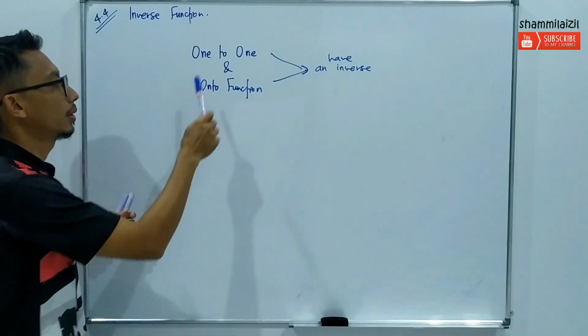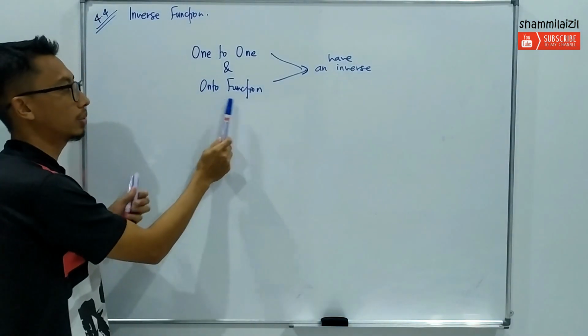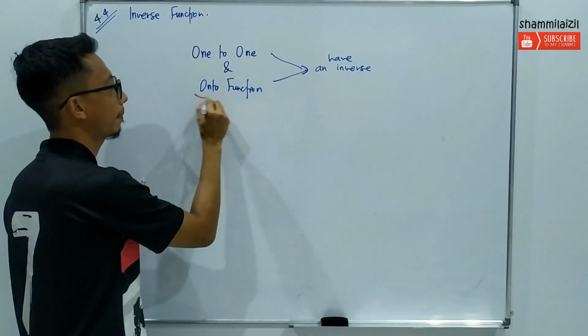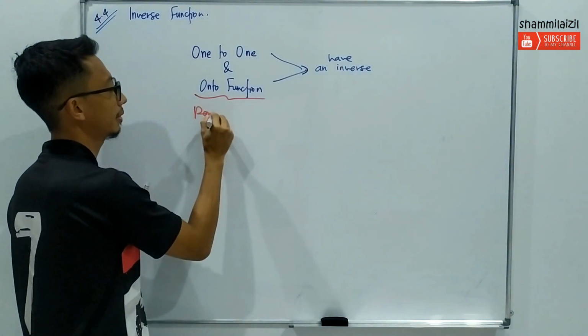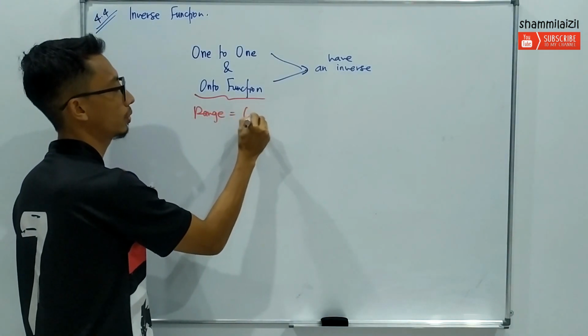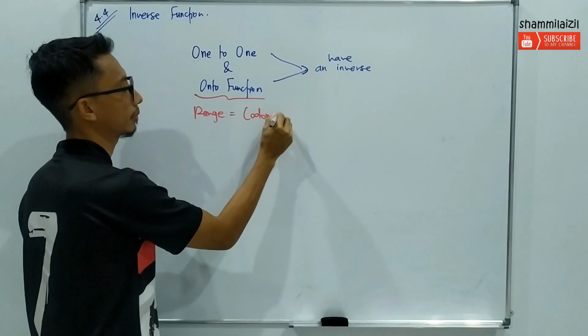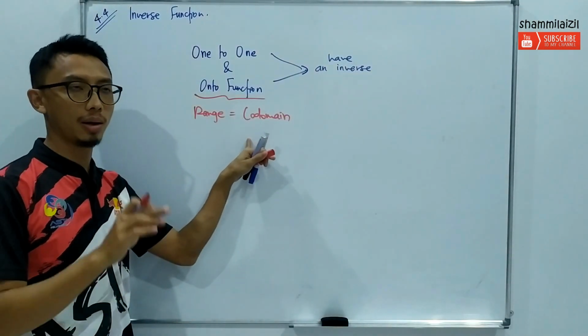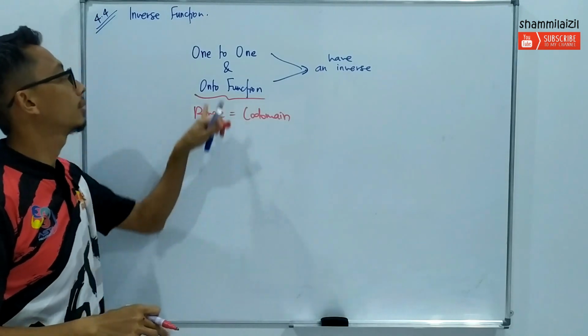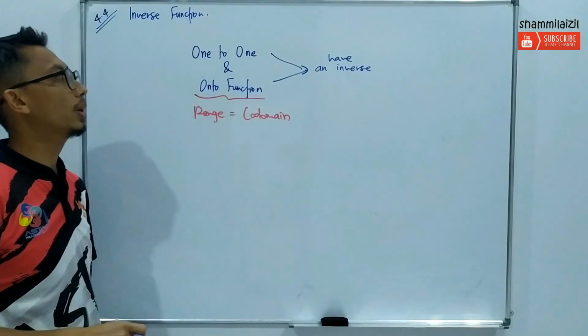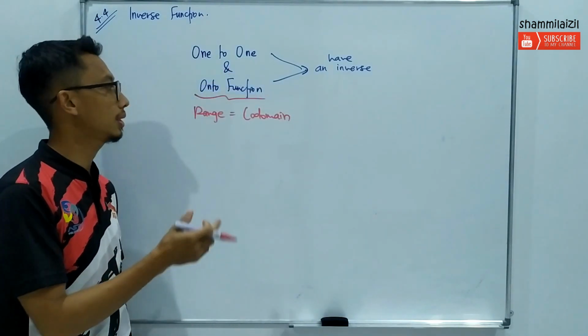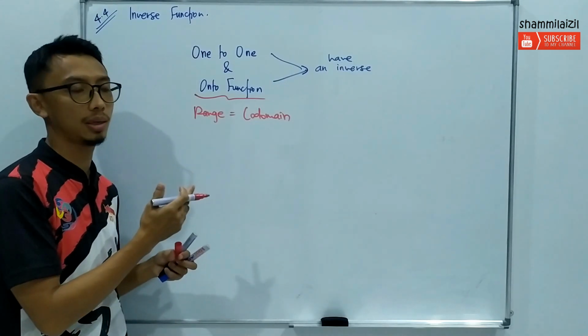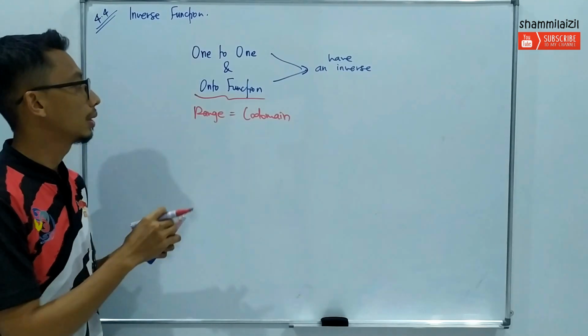Okay, do you still remember onto function? Onto function happens when range equals codomain. You can easily find this out from the arrow diagram. Still remember one-to-one? One-to-one is the relation. Easily we can find that out based on the arrow diagram as well.